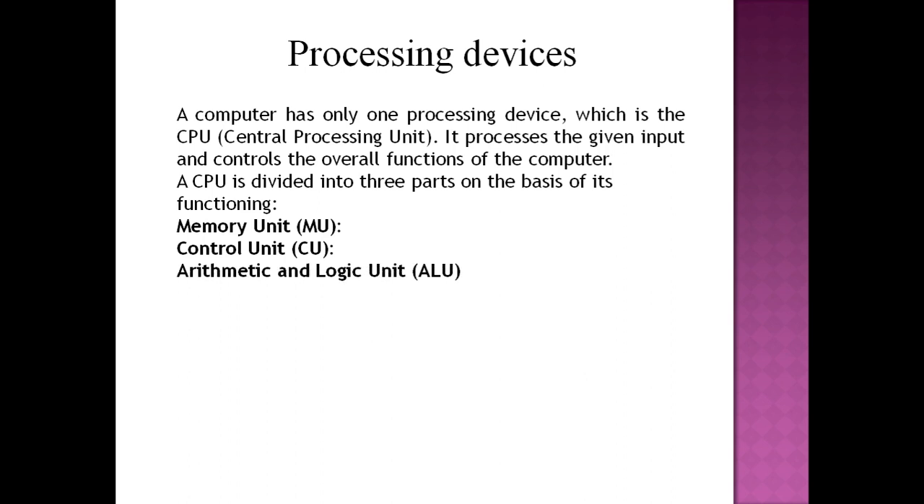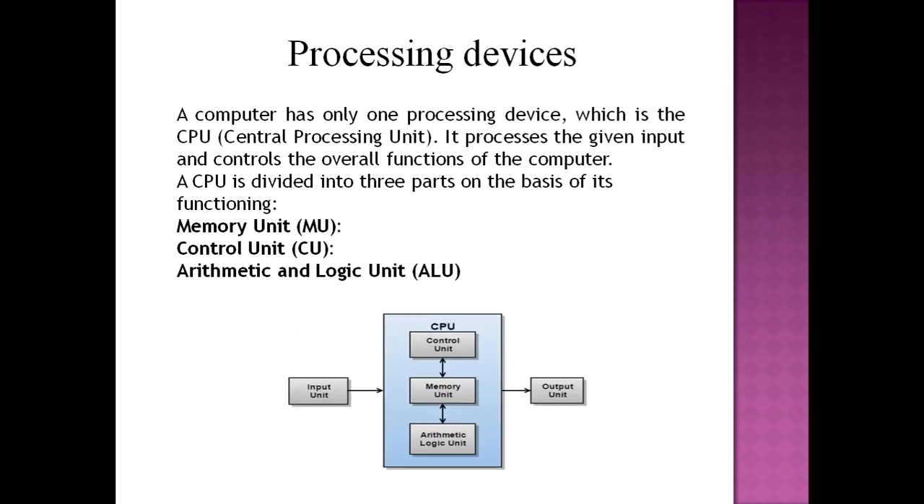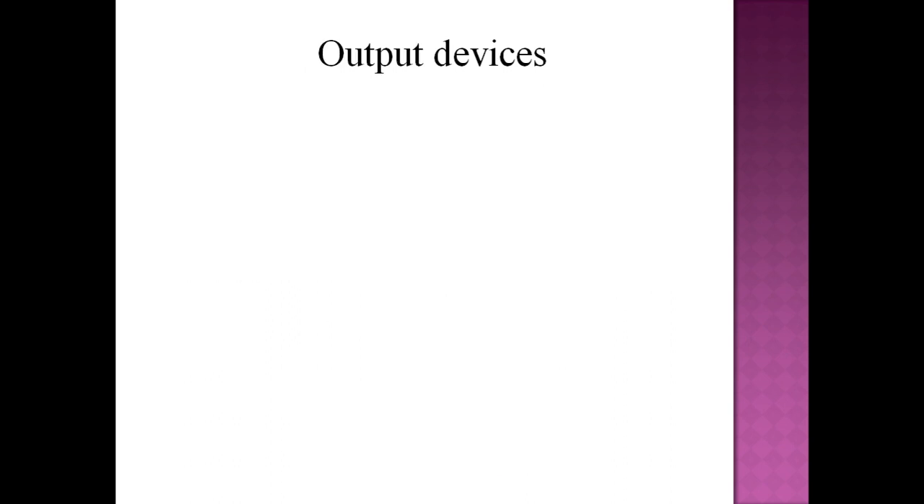The third part is the arithmetic and logic unit. It does all the arithmetic calculations such as addition, subtraction, multiplication and division. It performs logical operations too. So these are the three parts in which our CPU is divided: memory unit, control unit and arithmetic and logic unit. Next category is our output devices.